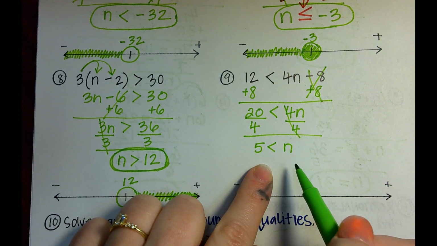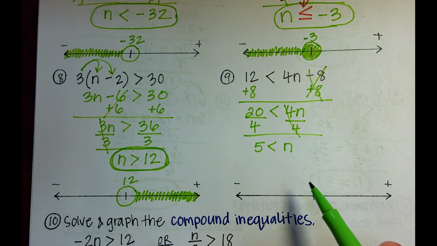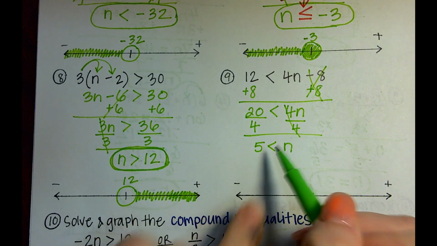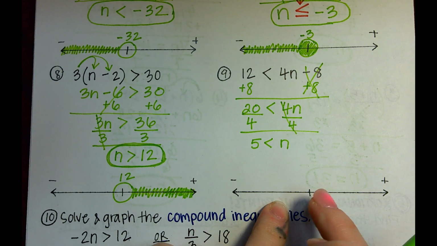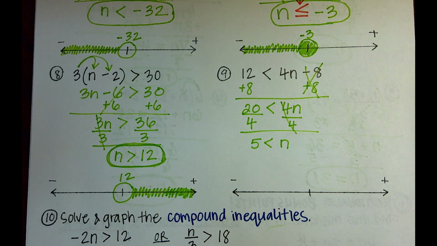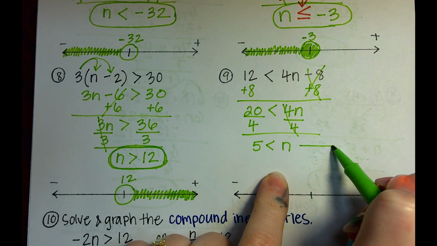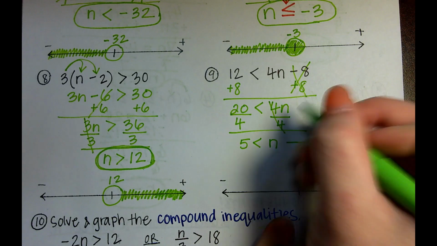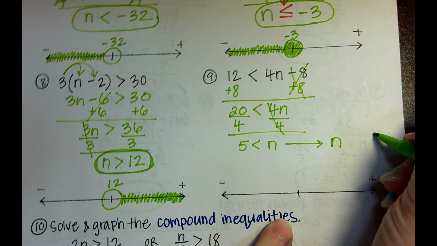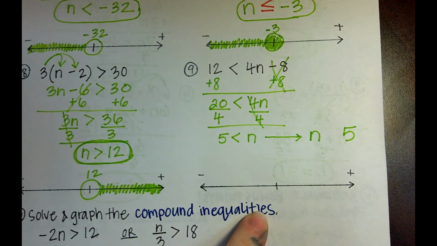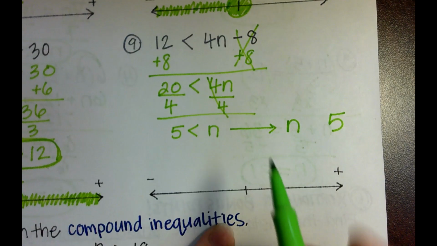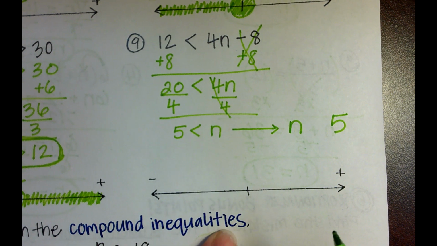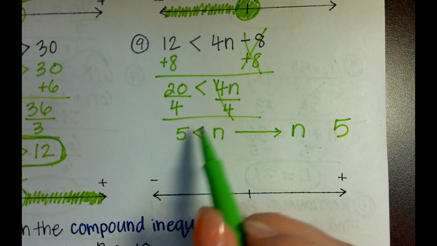Because why? Because you need your n on the left side. Yes. I am graphing n. I'm graphing all the values of n. So I need n to be written first. So if I switch these and write n first, what do I do with the symbol? The symbol needs to get flipped as well.